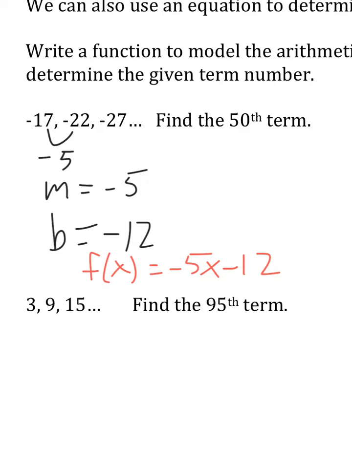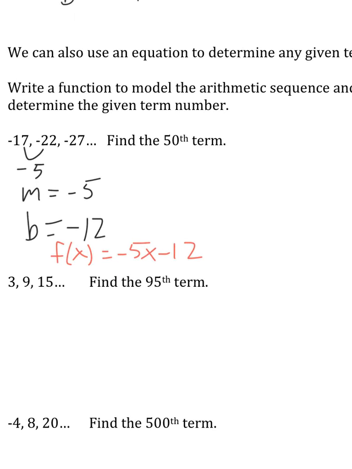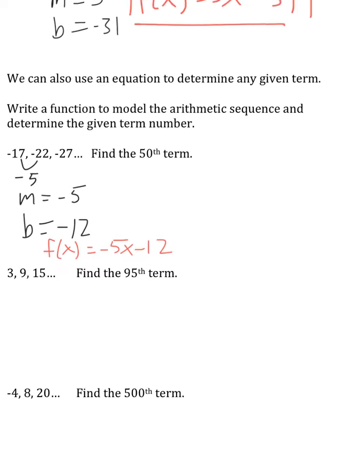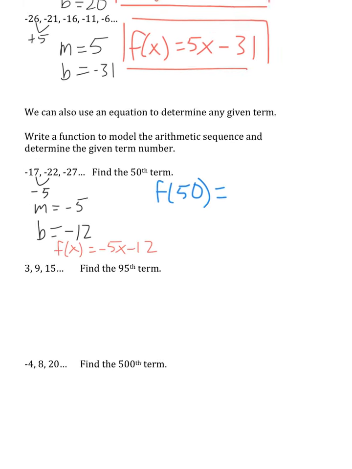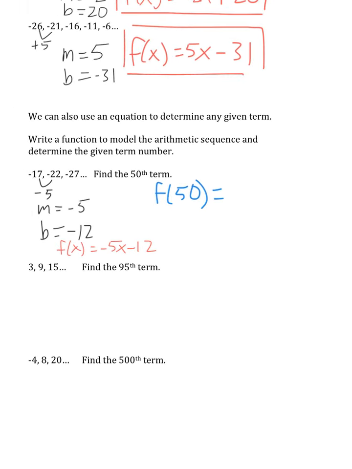Now we can use this to find the 50th term in our sequence. Our 50th term is going to be whatever we end up with when we substitute 50 in for x. So if we want to look at f of 50, we're going to substitute a 50 in wherever there's an x in our function. So we have negative 5 times 50 minus 12.